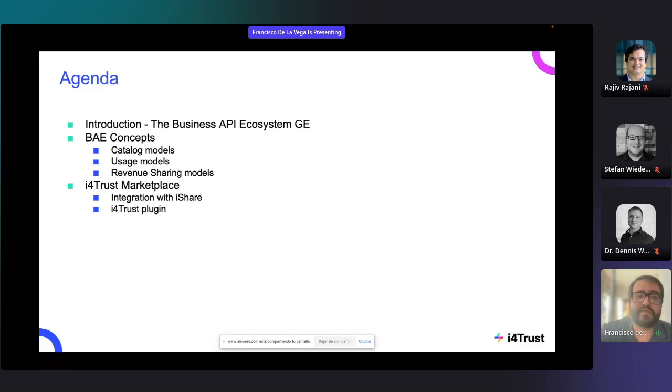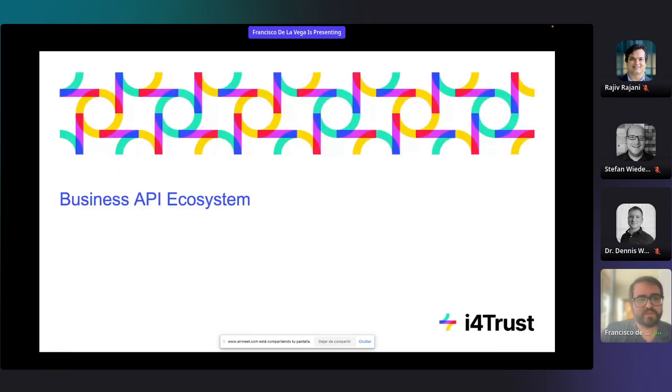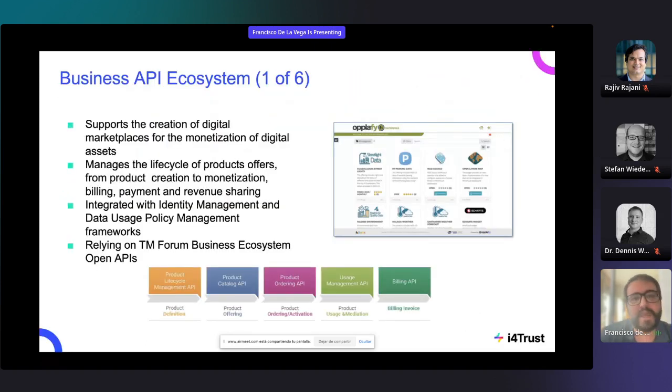We are going to start by having a look at the Business API Ecosystem Generic Enabler, which is the FIWARE component that has been used to create this i4Trust Marketplace. We are going to review some of the main concepts in the Business API Ecosystem. And then I'm going to show you how we have used the Business API Ecosystem to create this i4Trust Marketplace. Okay, first of all, let's start with the Business API Ecosystem.